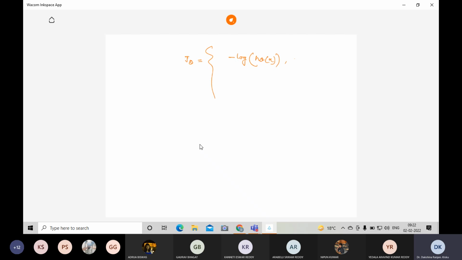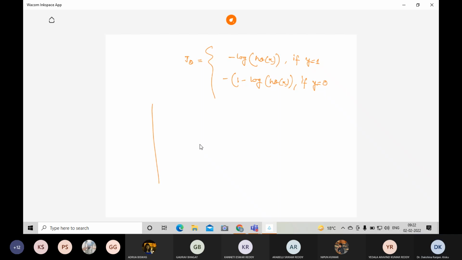Okay, so if y equals 1, then we can use minus log of h theta x. And when y is found to be 0, if the label is 0, then we can get another function, which is minus 1 minus log of h theta x. Let us use this function, and then we see how this function is found to be appropriate for logistic regression.